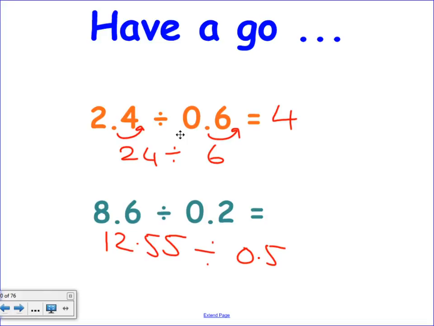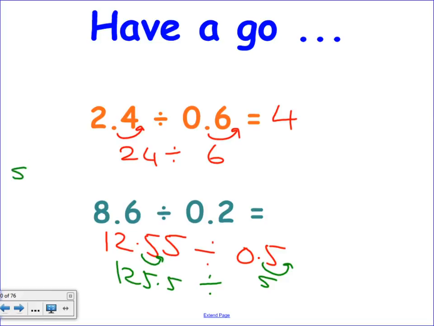So our process says I have to make the thing doing the dividing a whole number. So 0.5 becomes 5. If I increase that by 10, I have to increase this by a scale of 10. This becomes 125.5. So now your problem is 125.5 divided by 5.